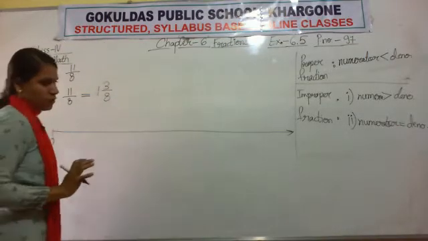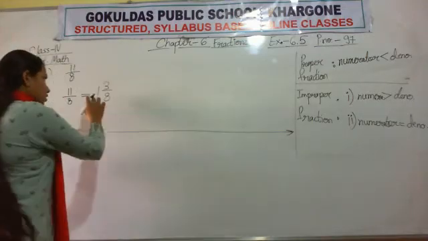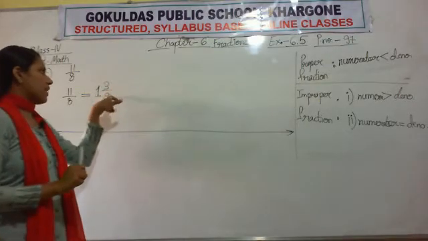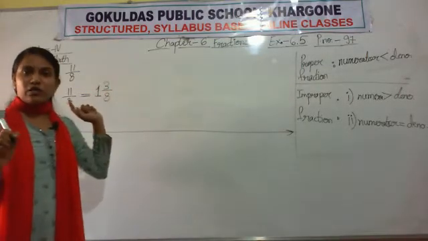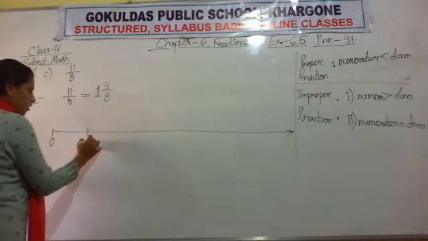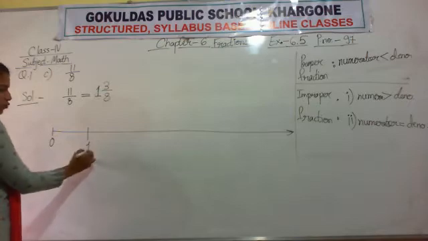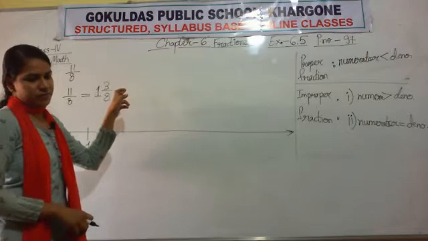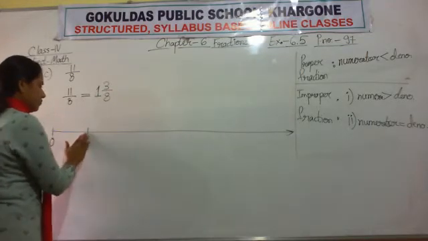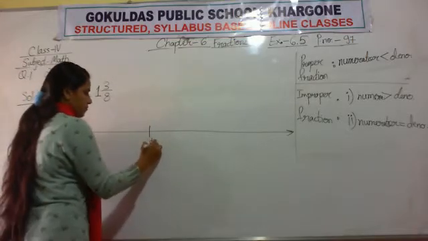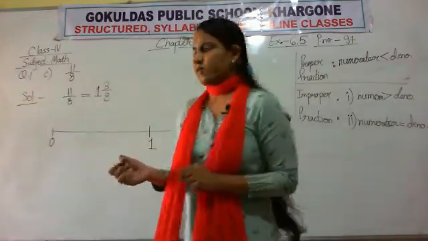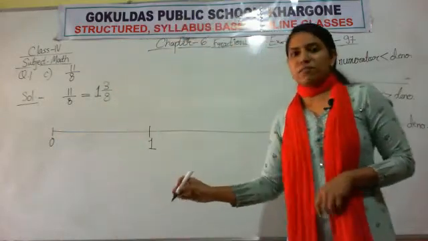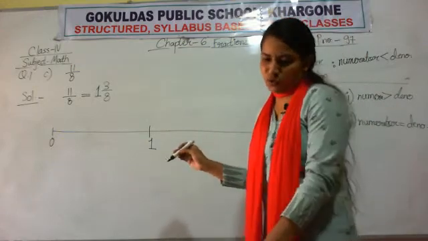The first point will be 0. Now here 1 is a whole number, 3 is the numerator, 8 is the denominator. Number 1 is what? A whole number. So represent it on the number line after 0. Represent 1. Now the fractional part is 3 upon 8. So what will we do?